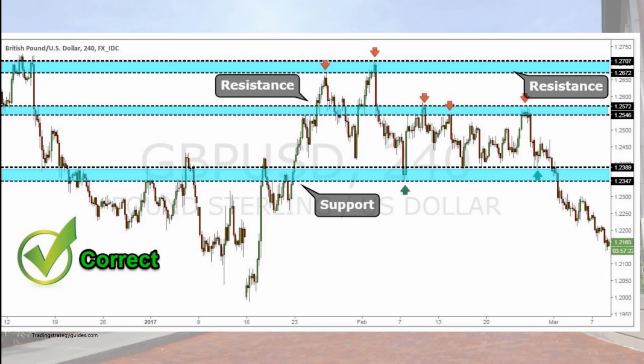I also want you to understand this. Just because the market bounces or reacts off of a price level, it doesn't give it the authority to be a support or resistance level. What we really need to see is a strong reaction away from these support or resistance levels. I call it a violent reaction. And a violent reaction typically includes long wicks and long candles.